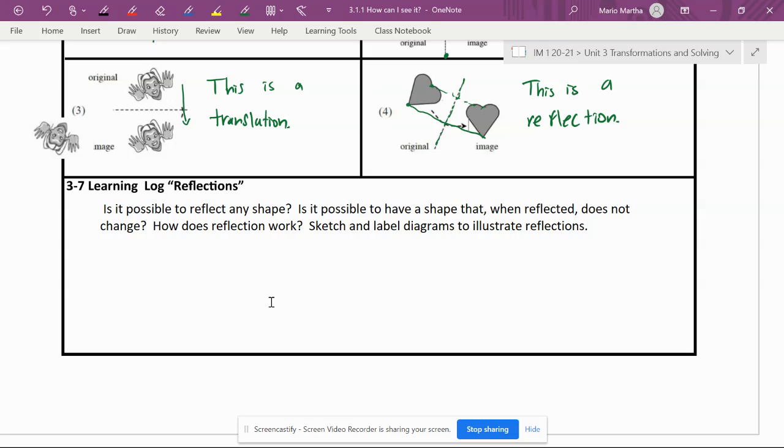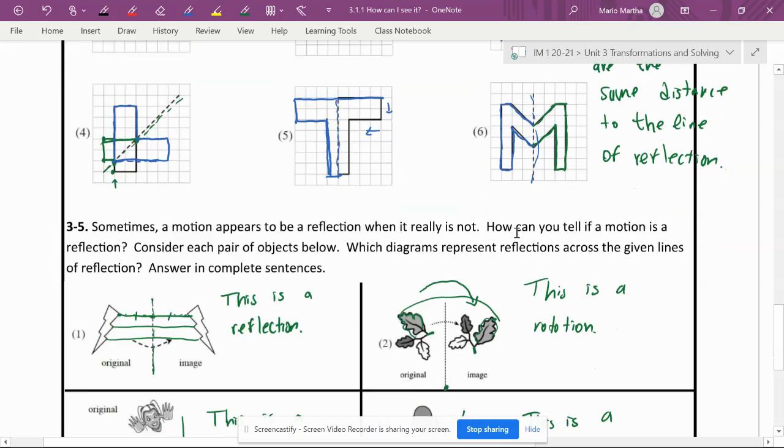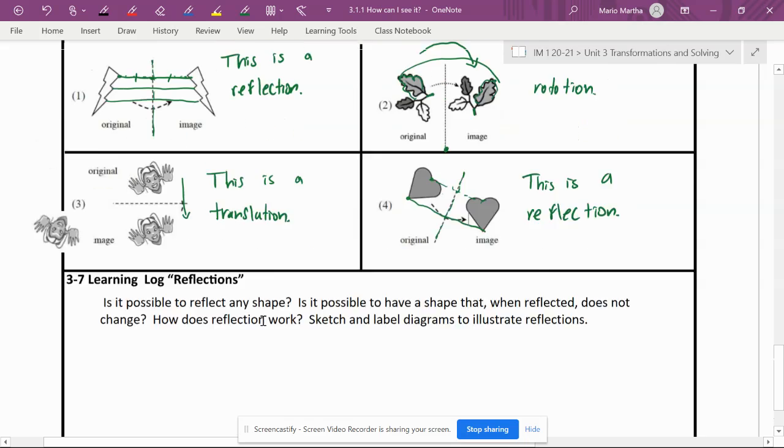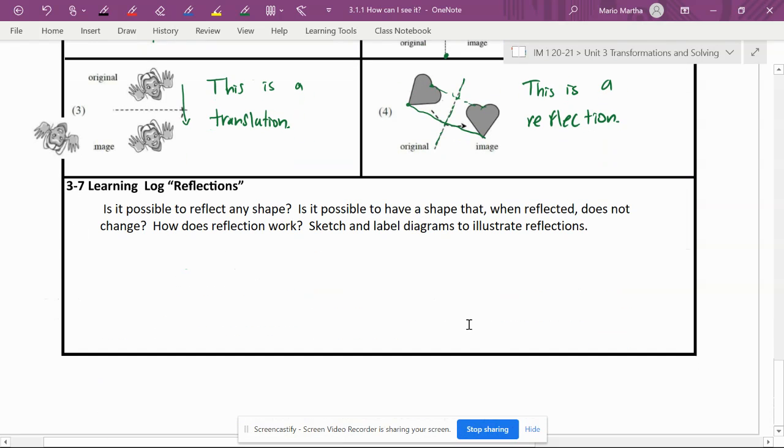What about when you reflect a shape, will it change? Like it won't change if you look, will it look the same? Pretty much, right? For example, like the letter M over here. All right. How does reflection work? And again, I mentioned this earlier, right? So think about it. All points are always the same distance to the line, right? And then create a couple of illustrations and diagrams to pretty much finish the lesson.